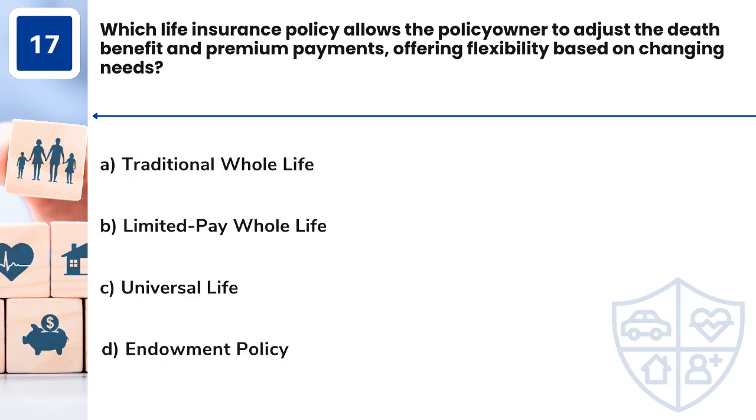Question 17. Which life insurance policy allows the policy owner to adjust the death benefit and premium payments, offering flexibility based on changing needs? A. Traditional whole life. B. Limited pay whole life. C. Universal life. D. Endowment policy.